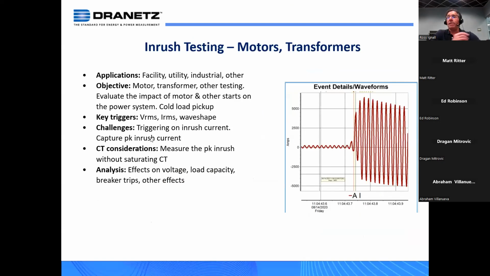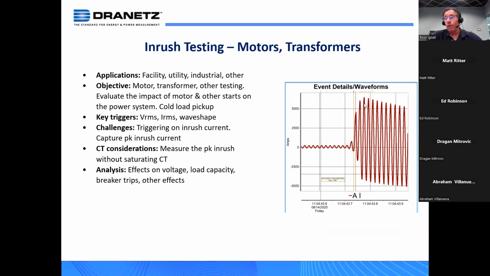Our next type of test is the inrush testing. Again, cold load pickup, motors starting, transformers energizing, different things like that. Where are the applications? Well, they can be all over the place. Facilities, again, for motors and transformers, and that would apply to industrial and other applications. Utilities would have those, but maybe at a cold load pickup where they have an interruption or an outage, or they're bringing up a substation or a distribution system. It's a very similar thing. You go from basically no current or little current to a lot of current.